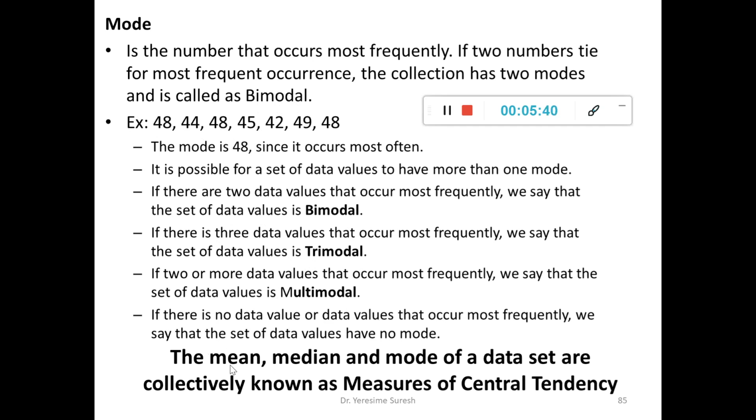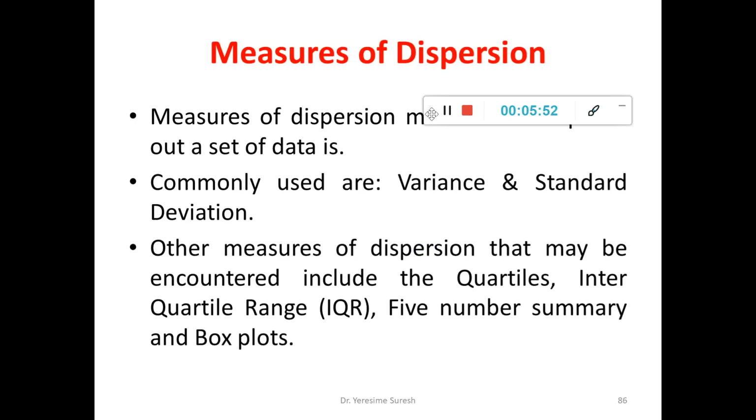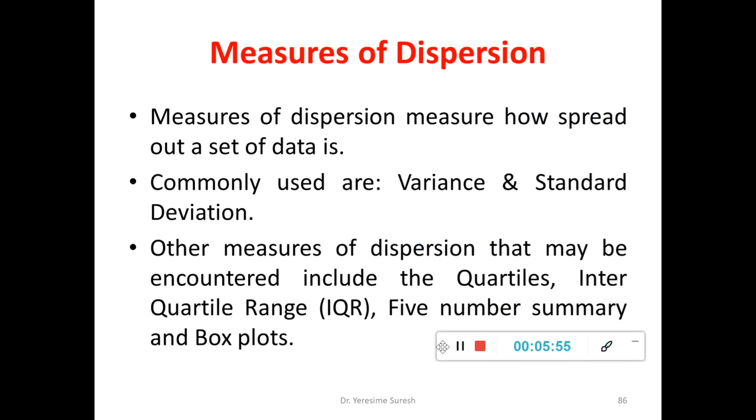And these three measures, the mean, median and mode, for a given data set are collectively known as measures of central tendency, which will describe how exactly the given data set behaves. Next we have the measures of dispersion, and dispersion is nothing but the measure of how the data is spread out across a given data set.